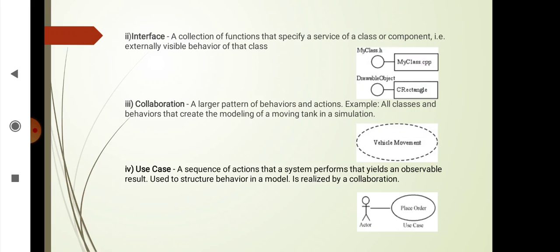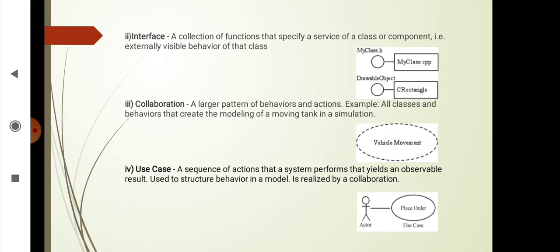Then second is interface. An interface is a collection of operations that specifies a service of the class or component, and an interface therefore describes the externally visible behaviors of that element. An interface might represent the complex behavior of a class or component, or only part of its behaviors.